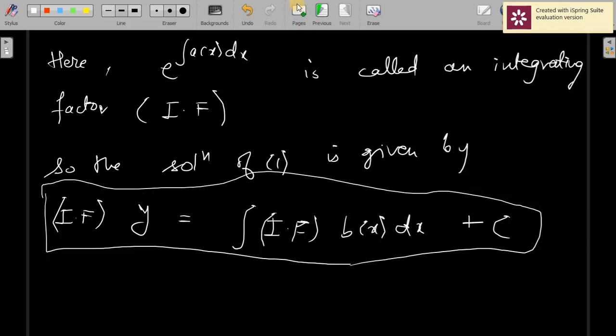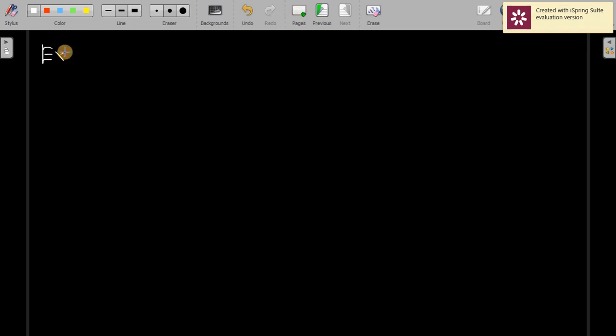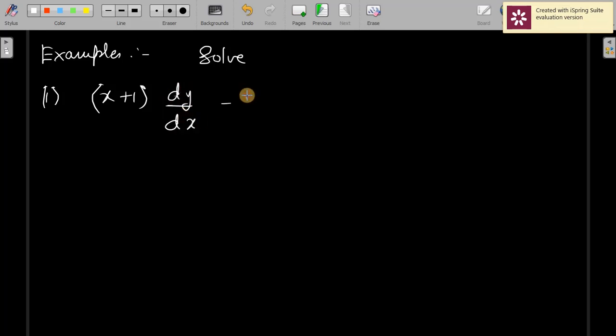Let's take an example. Solve the first one: x plus 1 into dy by dx minus y is equal to e raised to x into x plus 1 whole square. Now, this is not in the required form. We want the expression of the form dy by dx plus a of x into y, some function into y, is equal to some function of x independent of y. So let me see whether I can convert this into that form.